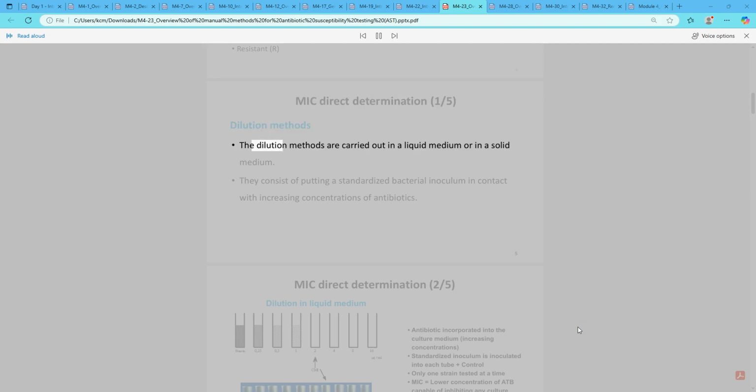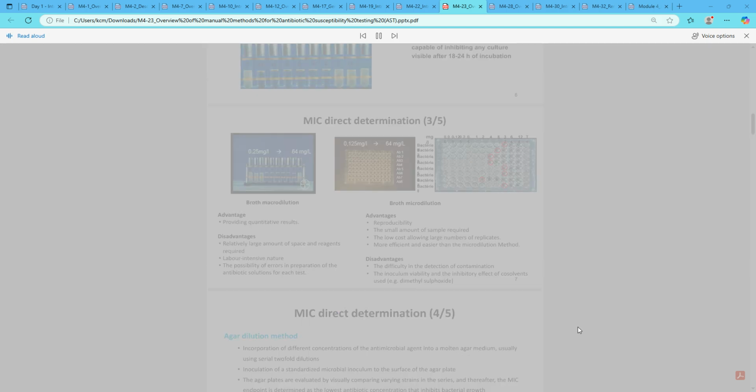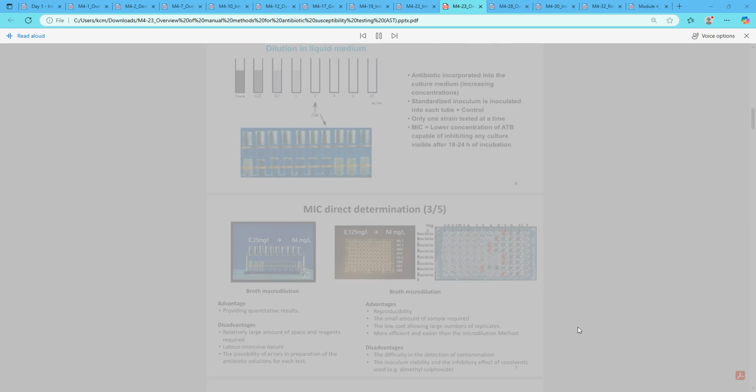Dilution methods. The dilution methods are carried out in a liquid medium or in a solid medium. They consist of putting a standardized bacterial inoculum in contact with increasing concentrations of antibiotics. MIC direct determination, 2/5. Antibiotic incorporated into the culture medium in increasing concentrations. Standardized inoculum is inoculated into each tube plus control, only one strain tested at a time. MIC equals the lowest concentration of antibiotic capable of inhibiting any visible culture after 18 to 24 hours of incubation. Dilution in liquid medium.